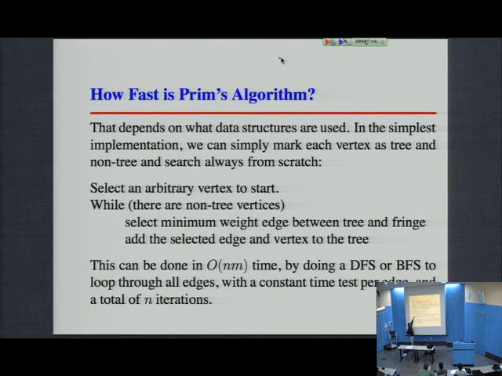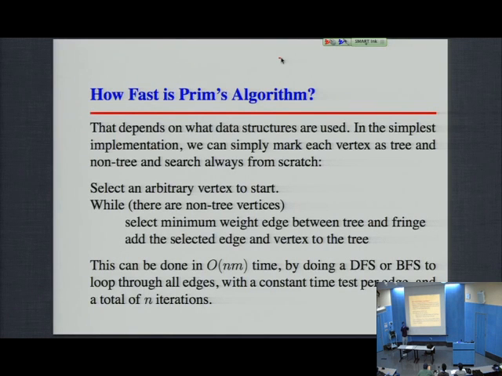To figure out what the smallest weight is to add next, we do a walk over all the edges in the graph, all the m edges, and ask ourselves: if this is an edge from i to j, is vertex i in the tree and vertex j not in the tree? Good, then that's an edge we can consider. Then let's keep track of which is the cheapest such edge.